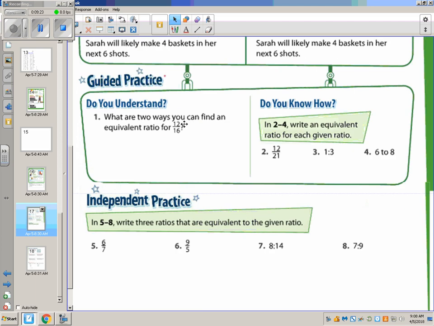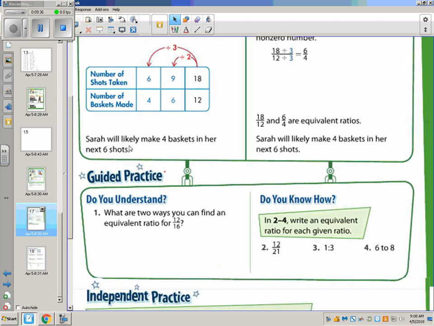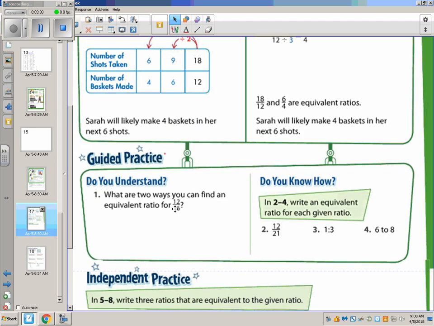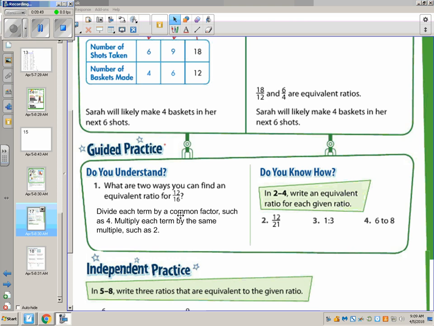So they just show you an example of that. On the guided practice, it says, what are 2 ways you can find an equivalent ratio for 12/16? If we're looking at this way they were just showing us, we could divide both the top and the bottom number by a common factor, or we can multiply each term by the same multiple. So I'll take a second to type that.